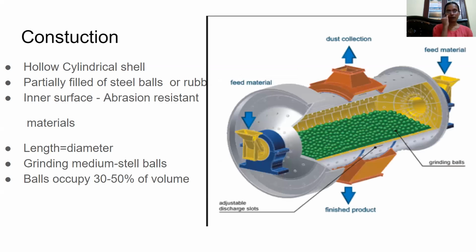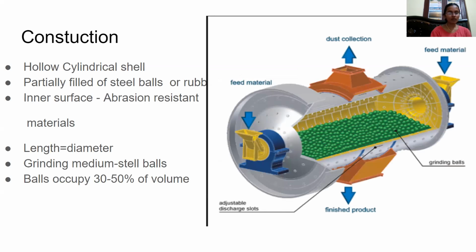Here comes the construction of the ball mill. It consists of a hollow cylindrical shell rotating about its axis. It is partially filled with balls made of steel or rubber. The inner surface of the ball mill is lined with an abrasion resistant material such as manganese steel or rubber, and the length of the ball mill is approximately equal to the diameter of the cylindrical shell.